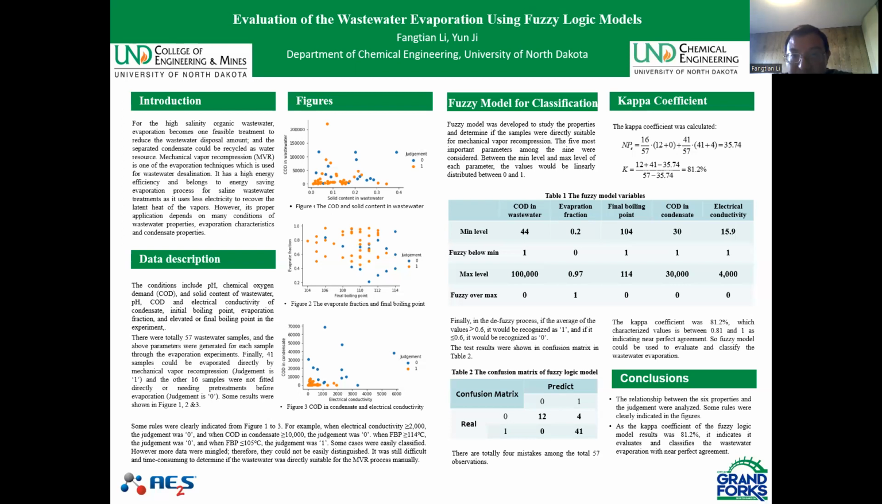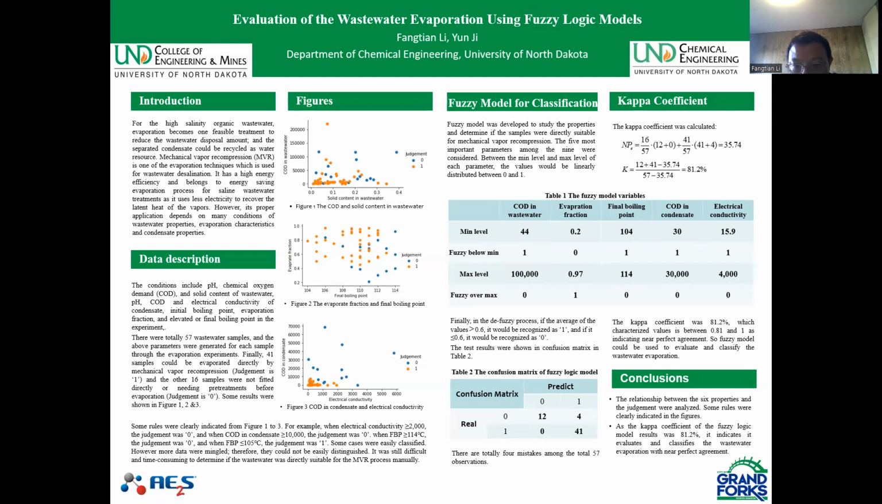Between the mean level and the max level of each parameter, the values would be linearly distributed between 1 and 0. The detail is shown in table 1. So these are the 5 parameters, the mean level, and the max level. Finally, in the default process, if the average of the values is over 0.6, it will be recognized as 1. If not, it will be recognized as 0.